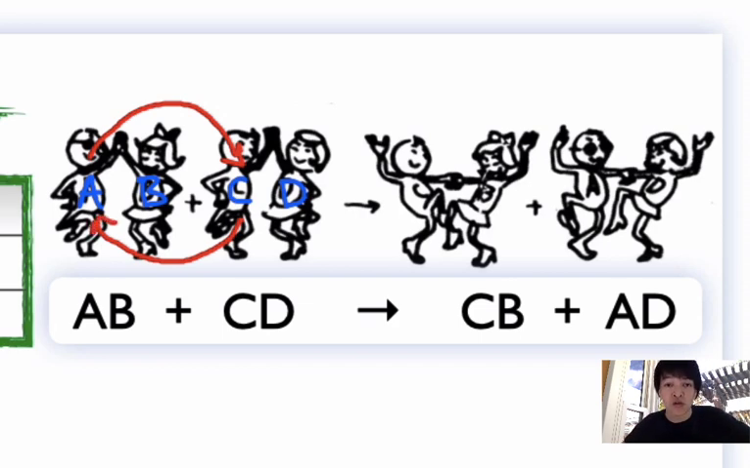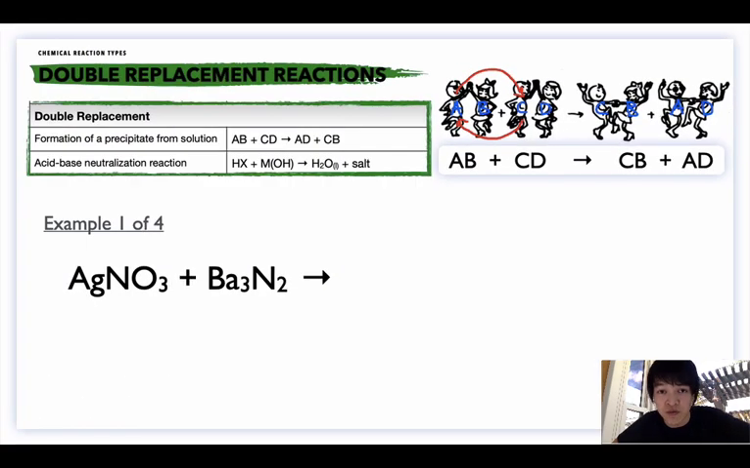It doesn't really matter because the outcome is going to be the same. From the outcome of the swap, C and B are going to be together now, and A and D are going to be together, right? And that's basically it for a double replacement reaction.